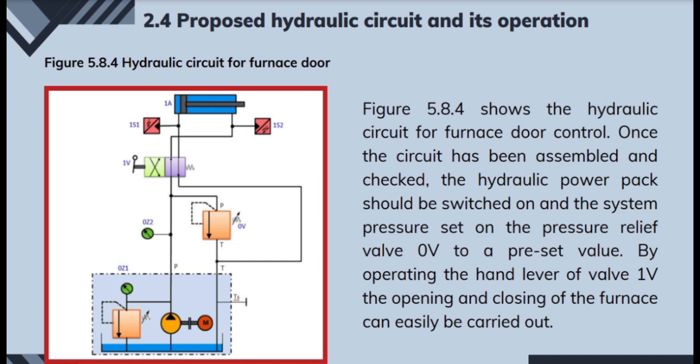Pressure relief valve, 0V and 0Z1, protects the system of the furnace door from over pressure. Pressure relief valve 0V has a wave with an arrow on top of the wave. It is near the orange square. Located near the actuator, it ensures safe pressure levels.